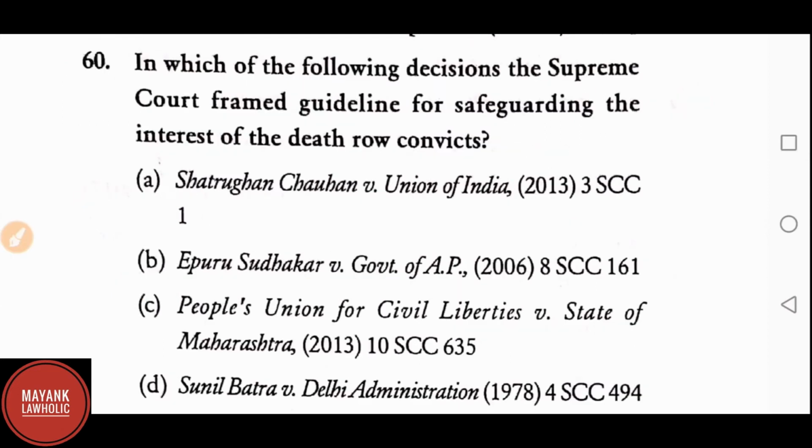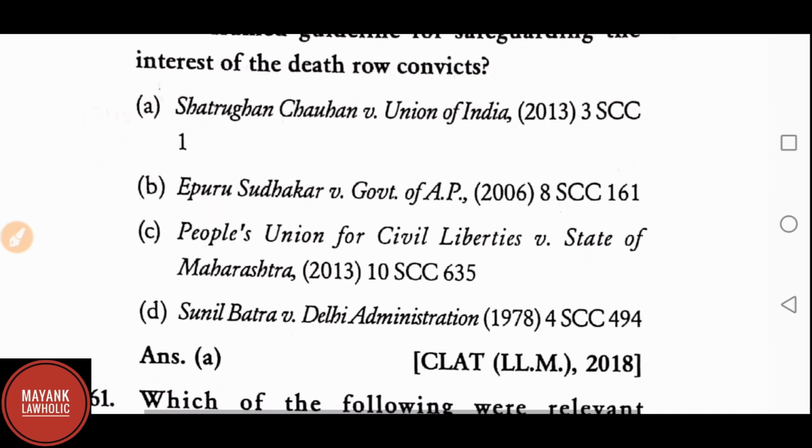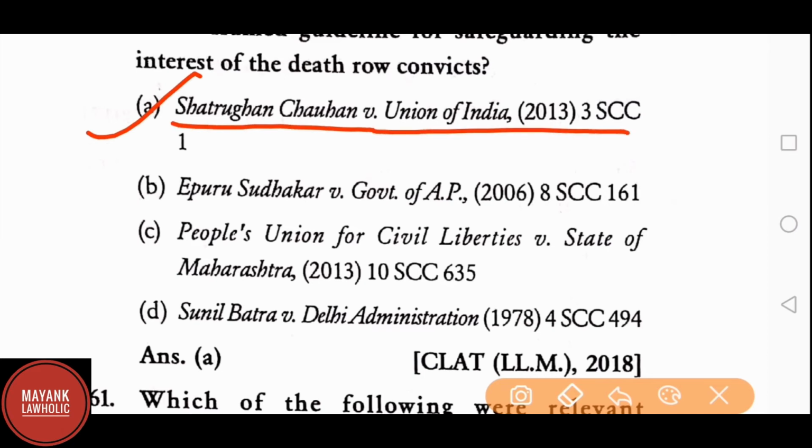Question number 60. In which of the following decisions did the Supreme Court frame guidelines for safeguarding the interest of death row convicts? A. Shatrughan Chauhan versus Union of India. B. Ediga Anamma versus Government of AP. C. People's Union for Civil Liberties versus State of Maharashtra. D. Sunil Batra versus Delhi Administration. The correct answer is A. Shatrughan Chauhan versus Union of India 2013.